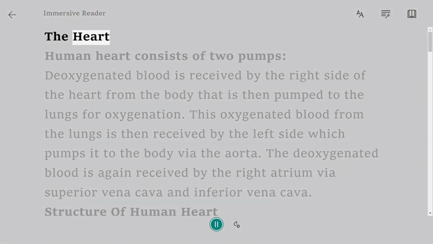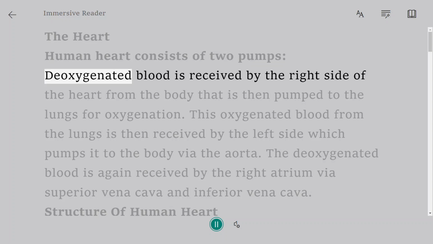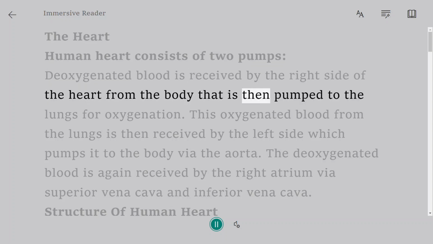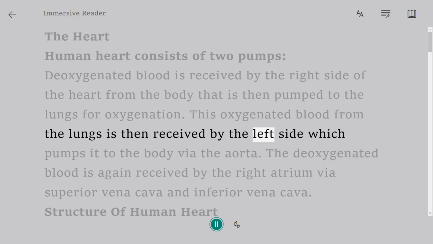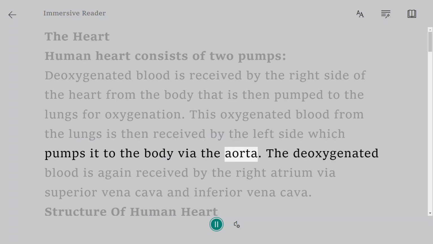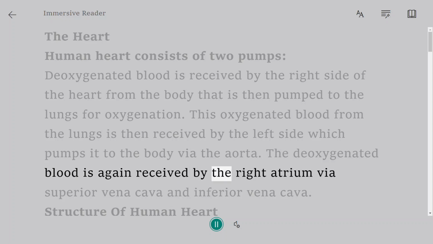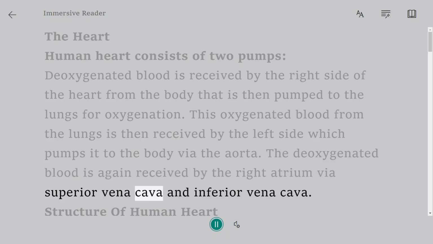The heart. The human heart consists of two pumps. Deoxygenated blood is received by the right side of the heart from the body, which is then pumped to the lungs for oxygenation. This oxygenated blood from the lungs is then received by the left side, which pumps it to the body via the aorta. The deoxygenated blood is again received by the right atrium via the superior vena cava and inferior vena cava.